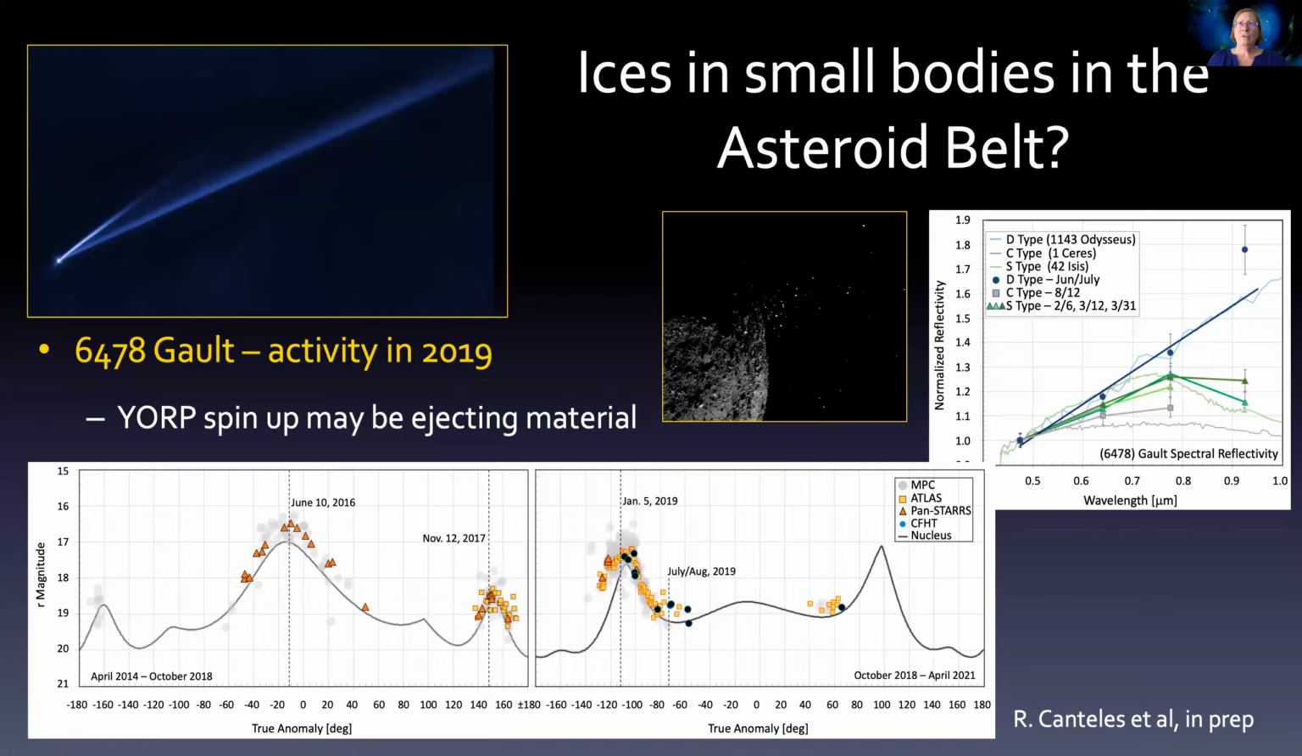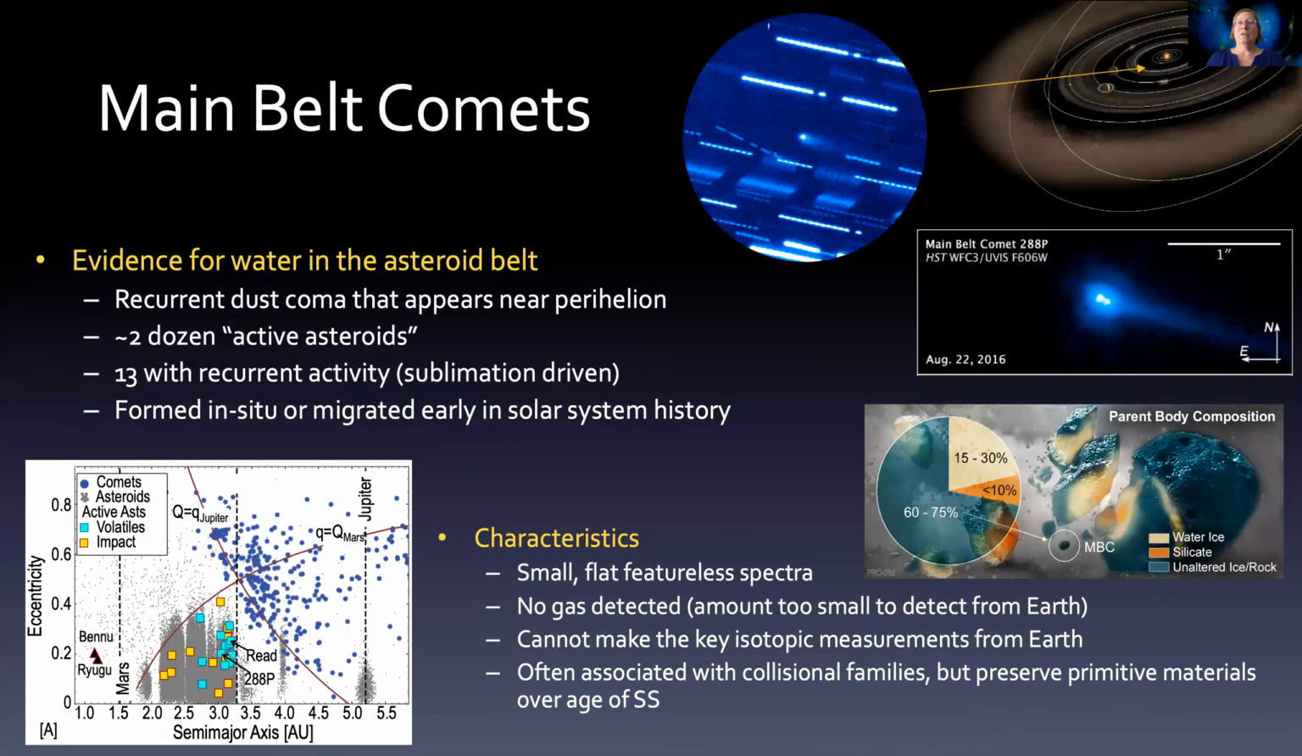On the other hand, we do find things in the asteroid belt that are small bodies that we do believe have ices in them. And these are the things that are being called main belt comets. The characteristic of these is that they have repeated activity that rises at perihelion and fades afterwards. And there's been about 13 of them now that have recurrent activity, 2, 3, 4 perihelion passages. And the only thing that can cause this is a thermally driven process, namely sublimation of ice.